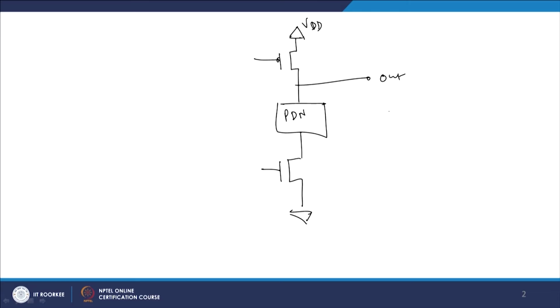Now, if you look very closely here, this is basically a PMOS. PMOS primarily means that I have an N type substrate, and I have a p type source or a p type drain, p type source in this case.